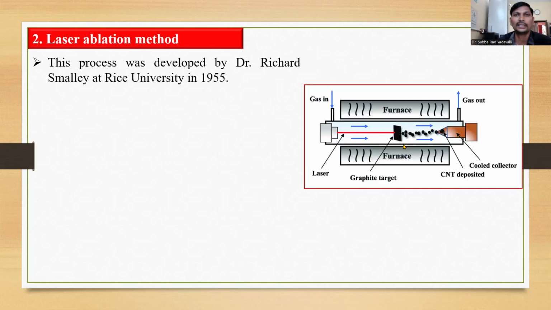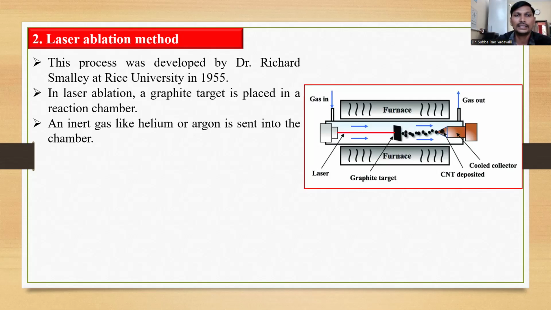Coming to the major key points, this process was developed by Dr. Richard Smalley at Rice University in 1955. In laser ablation, a graphite target is placed in a reaction chamber, and an inert gas like helium or argon is sent into the chamber. So this is the gas inlet for the passage of an inert gas like helium, argon, or nitrogen gas.